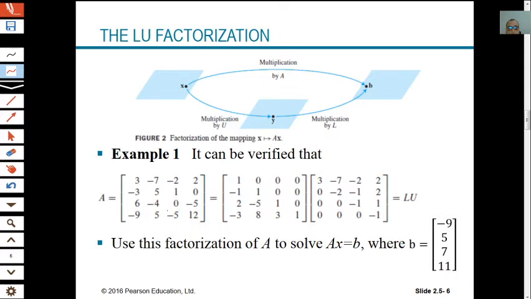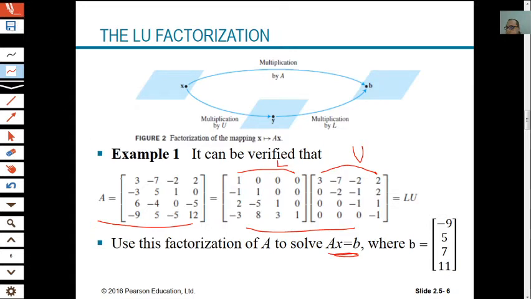For example, use the LU factorization of the matrix A written here. Actually it is given already. The first matrix will be L, the second matrix is U, and we will use this factorization to solve the equation Ax is equal to b, where b has the components minus 9, 5, 7 and 11. First, namely, let's learn how we can construct the matrices L and U.